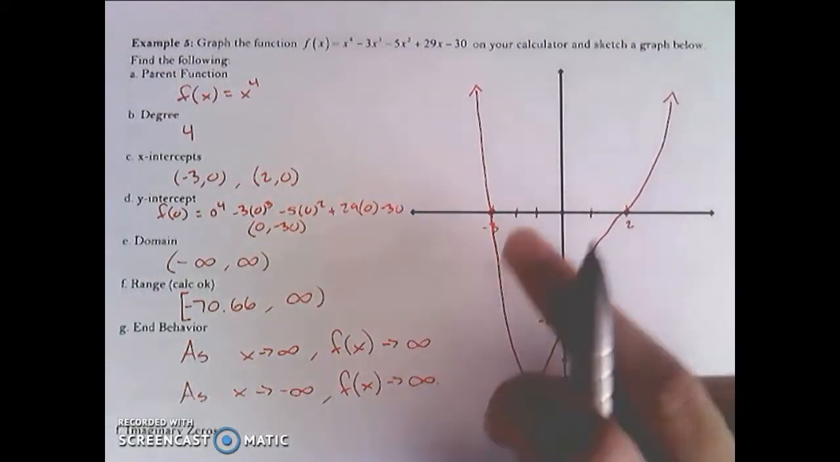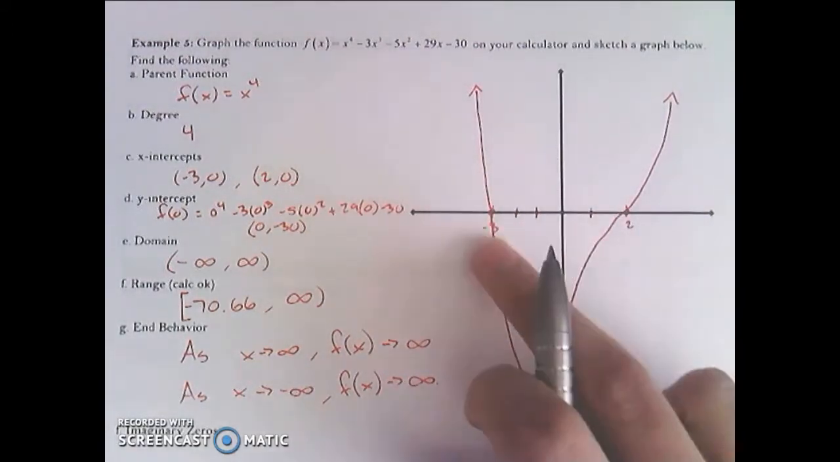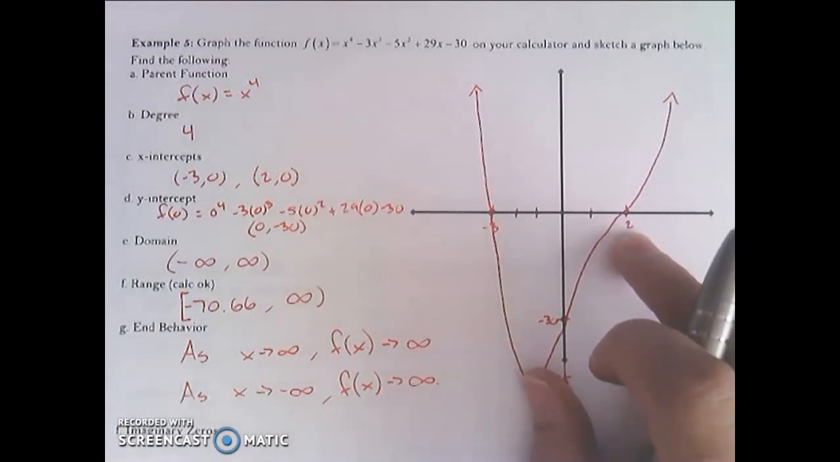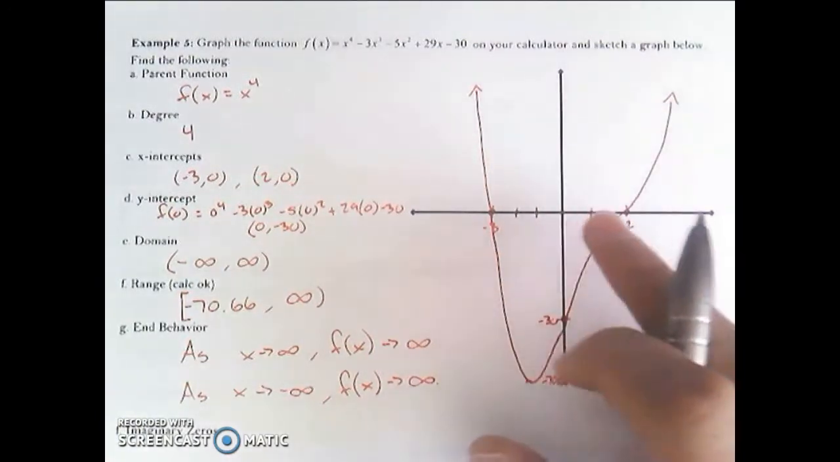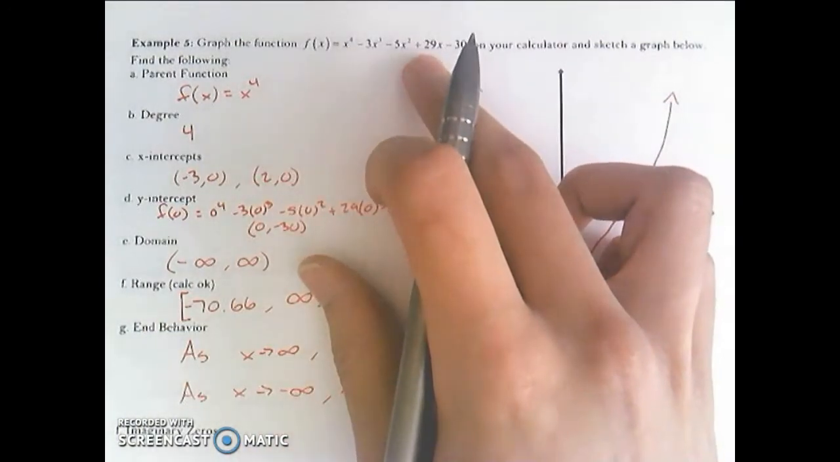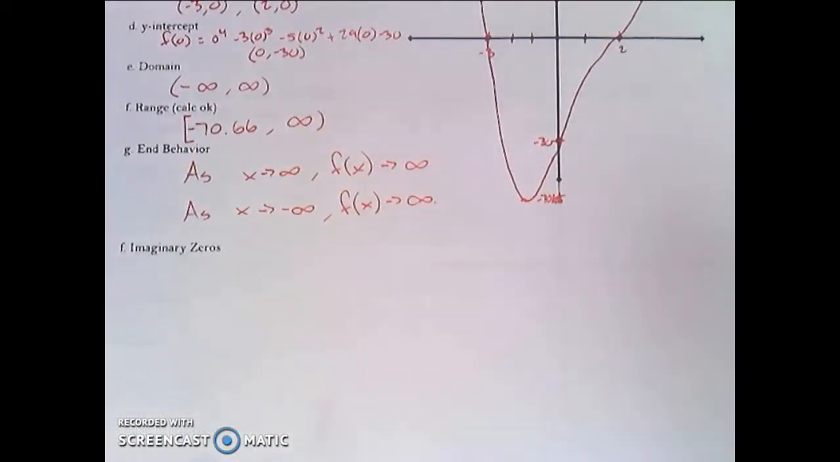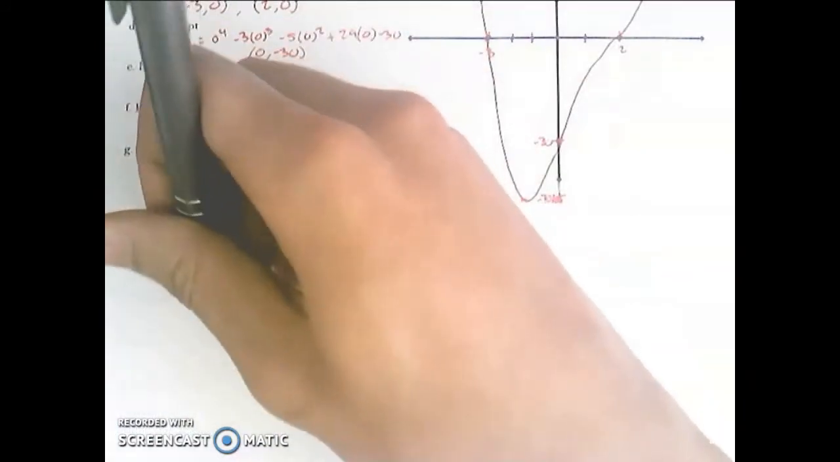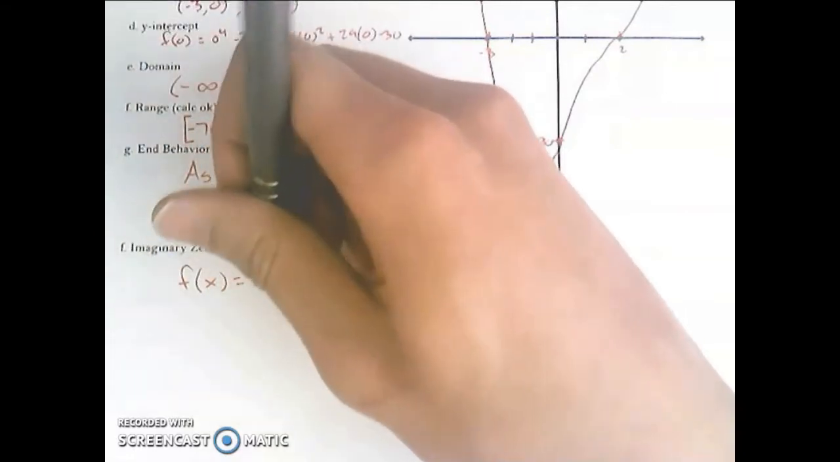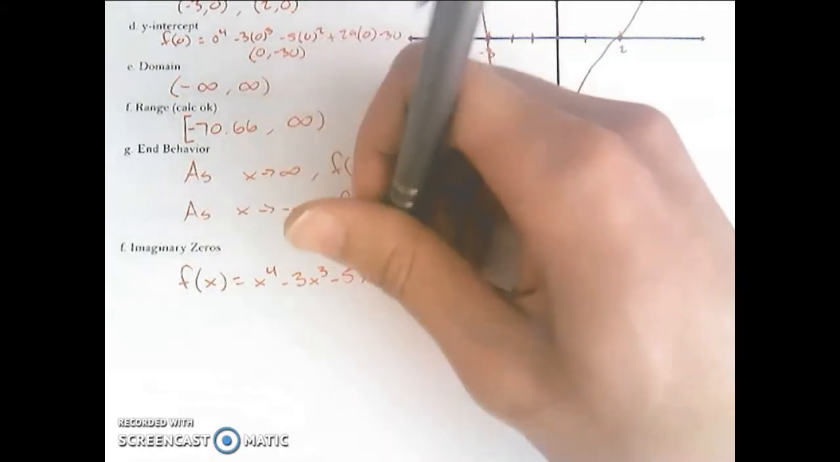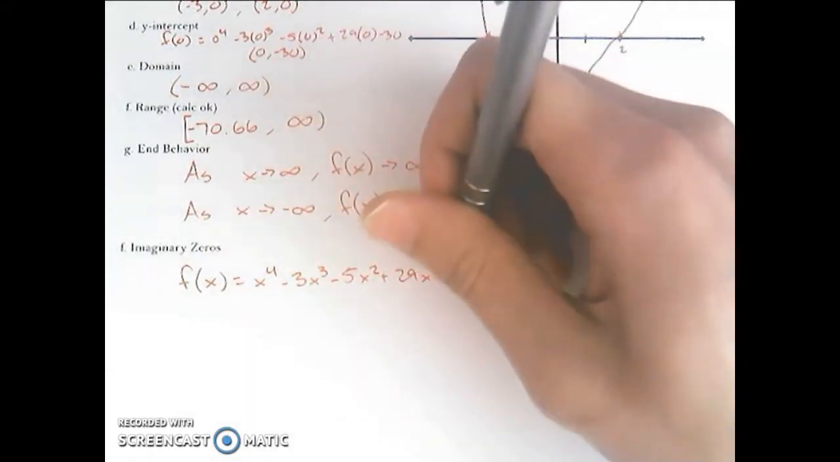So again, we've got two real zeros here at negative 3 and positive 2. So what happened to the other two zeros? Well, in order to find the other two zeros, the x values that make this equation equal to 0 true, let's solve for them. So I'm going to go ahead and rewrite the function. So f of x equals x to the fourth minus 3x cubed minus 5x squared plus 29x minus 30.